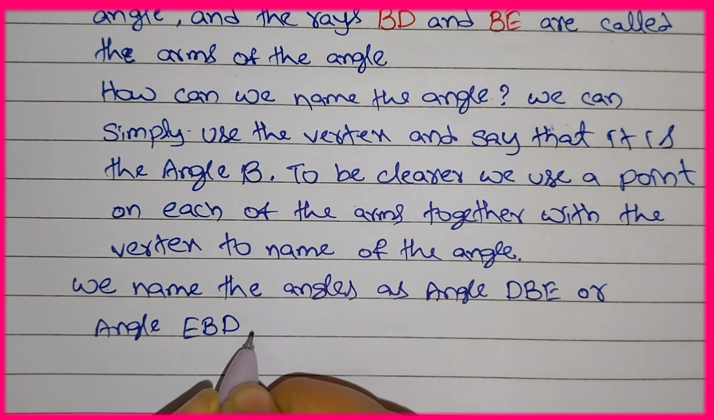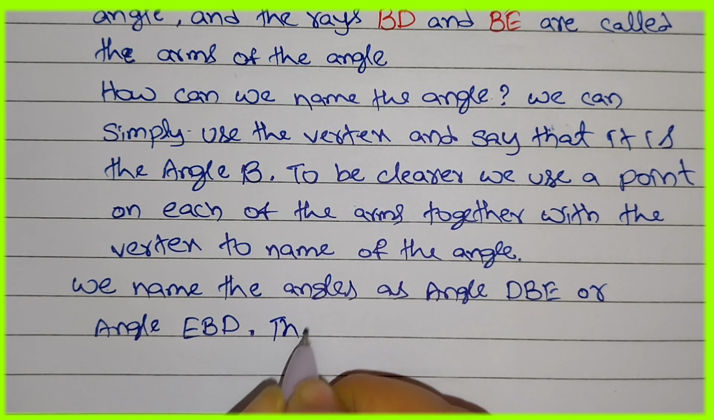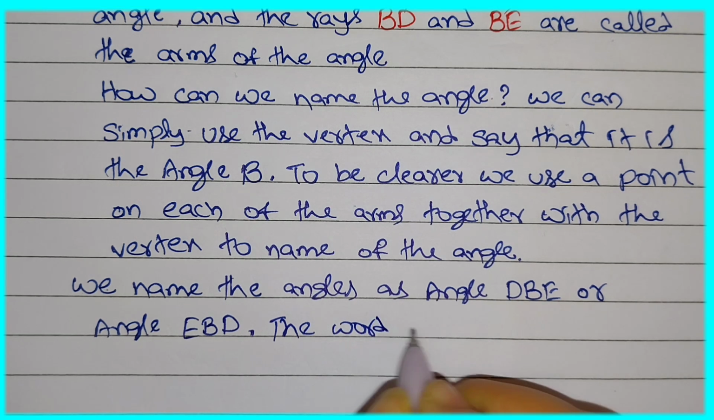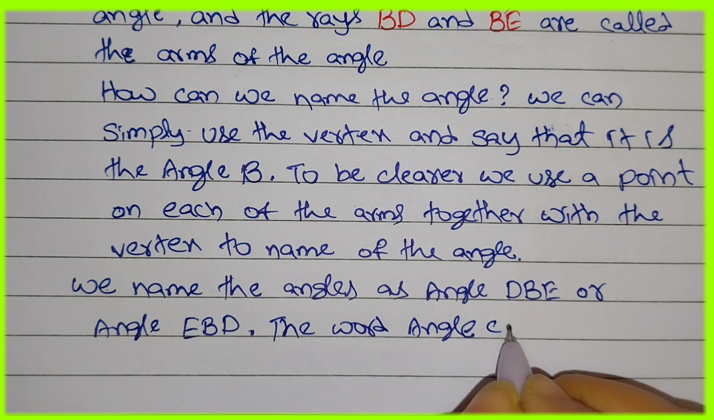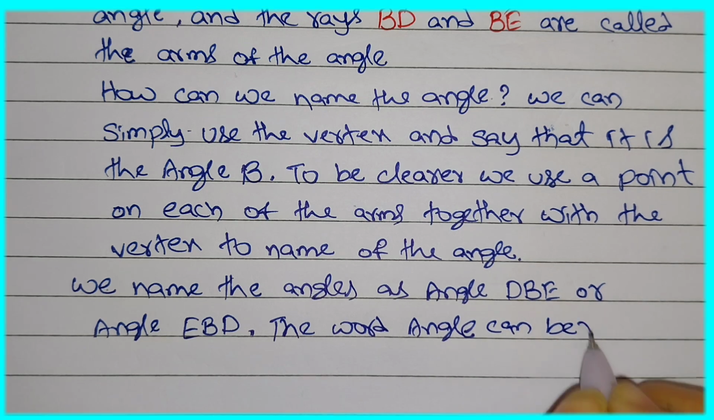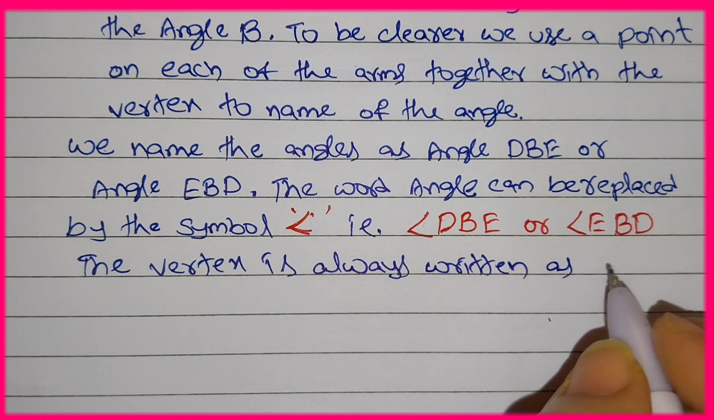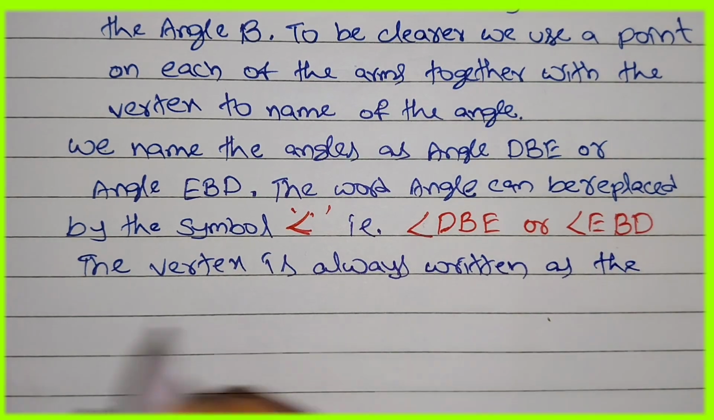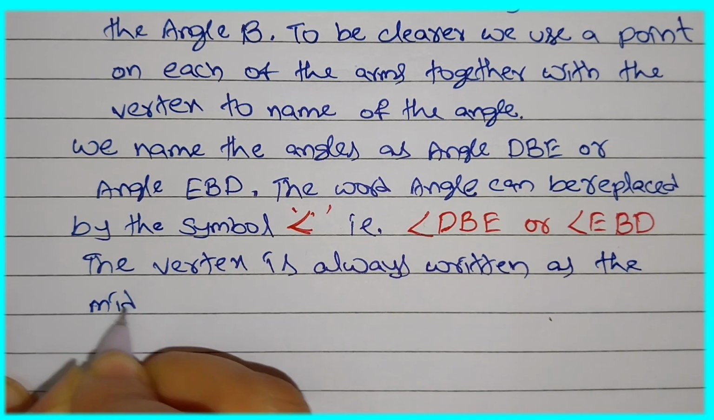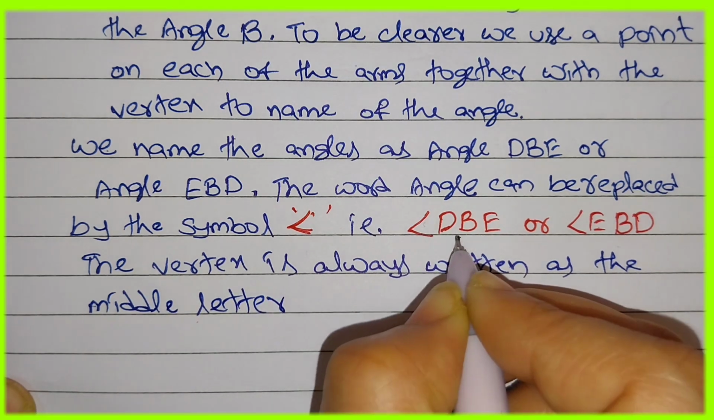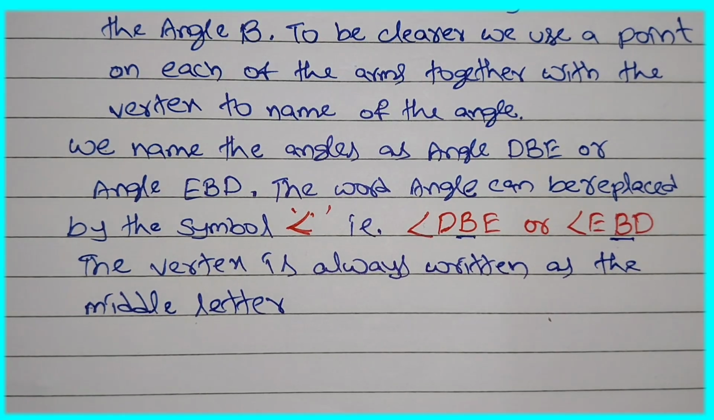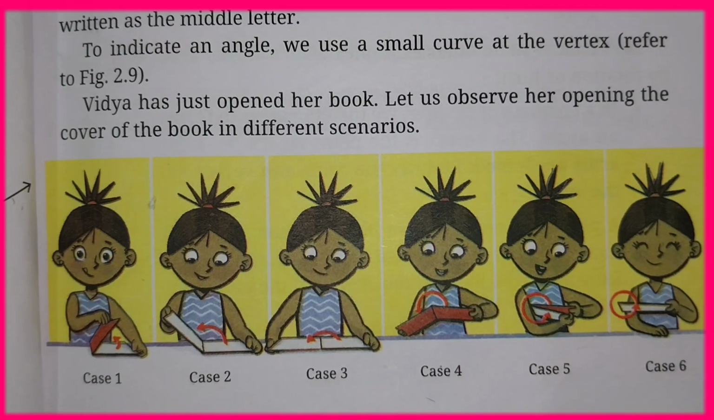For example, here the point on the first arm is D, the vertex is B, and a point on the second arm is E. So we can name this angle as angle DBE or angle EBD. The word angle can also be replaced by the symbol like this, that is angle DBE or angle EBD. The vertex is always written as the middle letter. To indicate an angle, we use a small curve at the vertex.